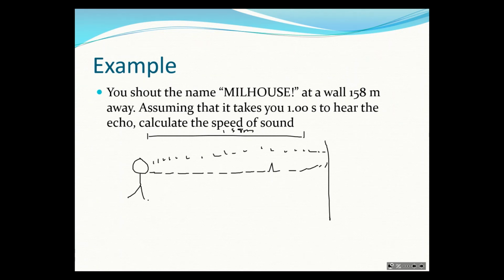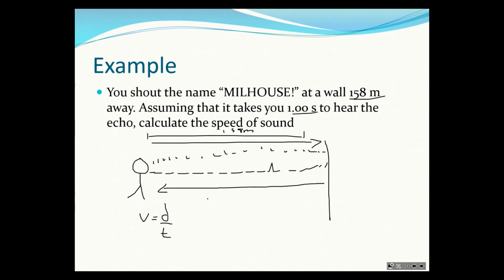So for these types of questions, when they give you a distance and a time, because sound waves travel at a constant speed, we can just use v equals d over t. But you have to be careful with this because it's 158 meters there, and then it's 158 meters back. So with echo style questions, you need to double this because it's got to go there and back. So it's actually going to be 316 meters is how far the sound wave traveled in a time of 1 second. So you get 316 meters per second.